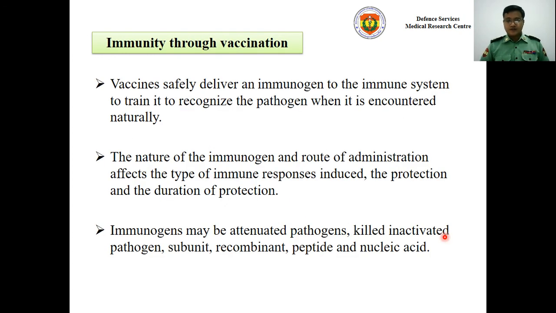Immunity through vaccination. Vaccines safely deliver an immunogen to the immune system and train it to recognize the pathogen when it is encountered naturally. The nature of the immunogen and route of administration affect the type of the immune response induced, the protection, and the duration of the protection. The immunogen may be an attenuated pathogen, inactivated pathogen, subunit, recombinant peptide, or nucleic acids.